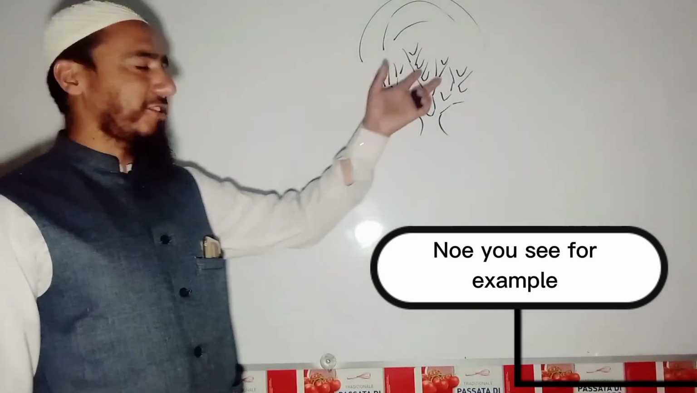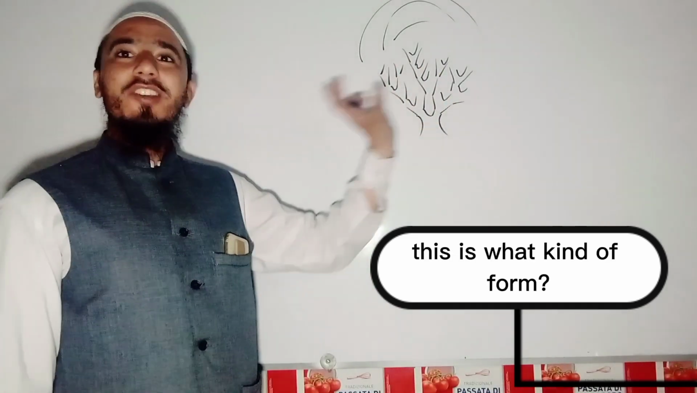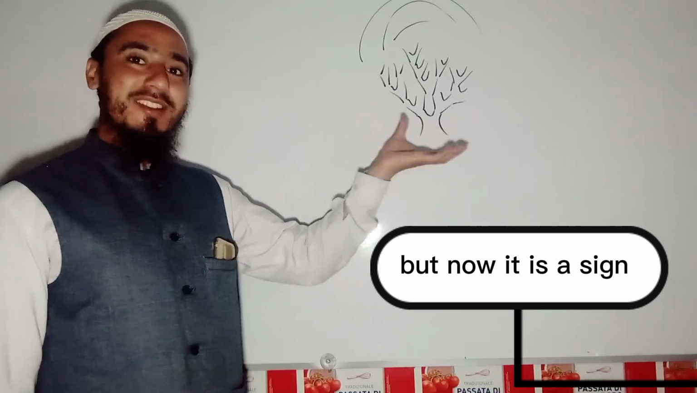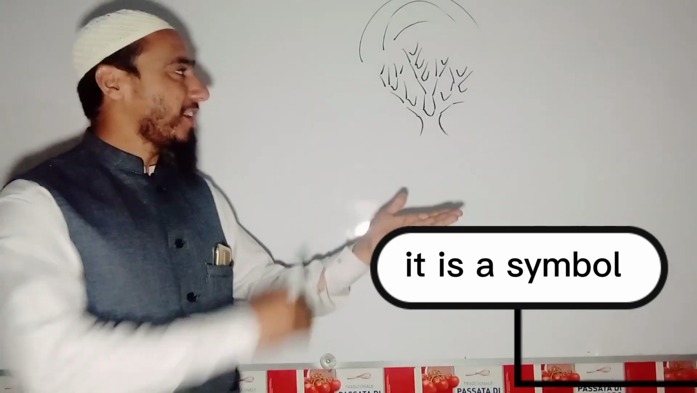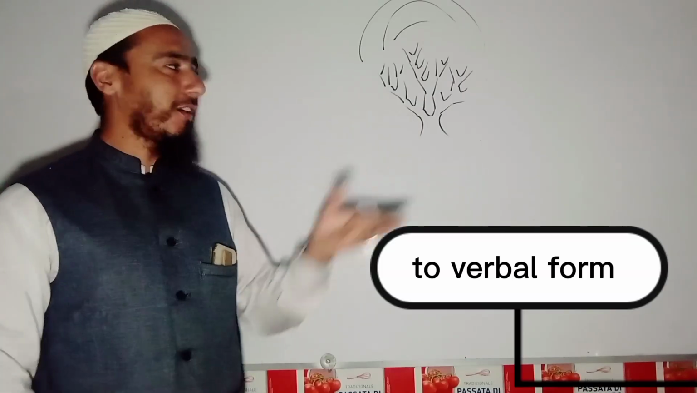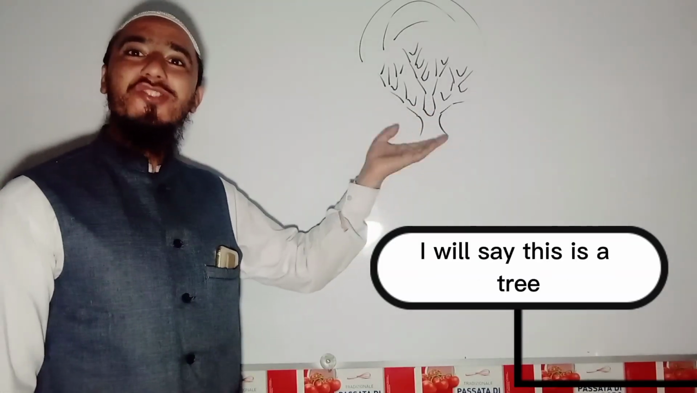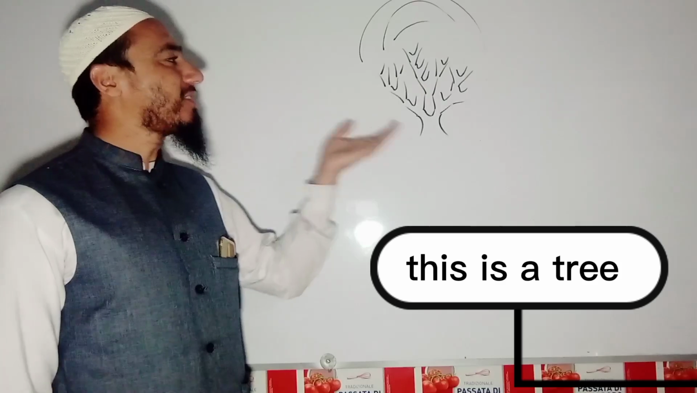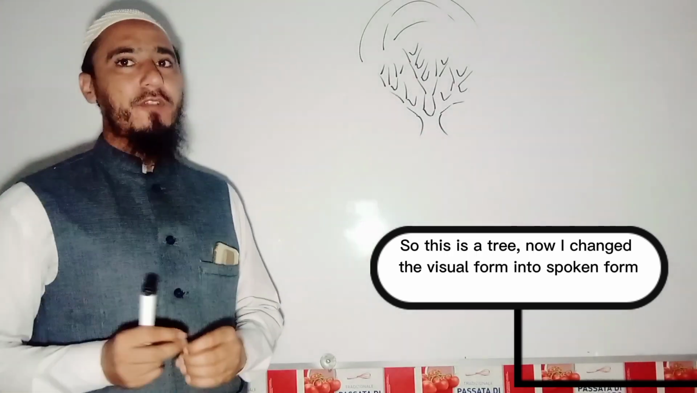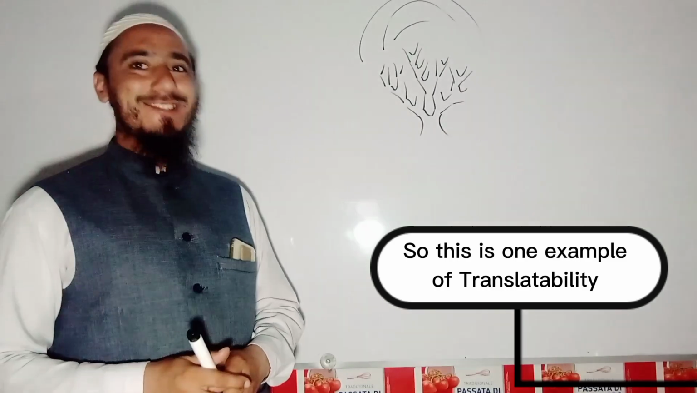Now you see, for example, this is what kind of form? This is visual form. But now it is a sign, it is a symbol. Now I'm going to change it into which form? To verbal form. I will say this is a tree. So now I change visual form into spoken form. So this is one example of translatability.